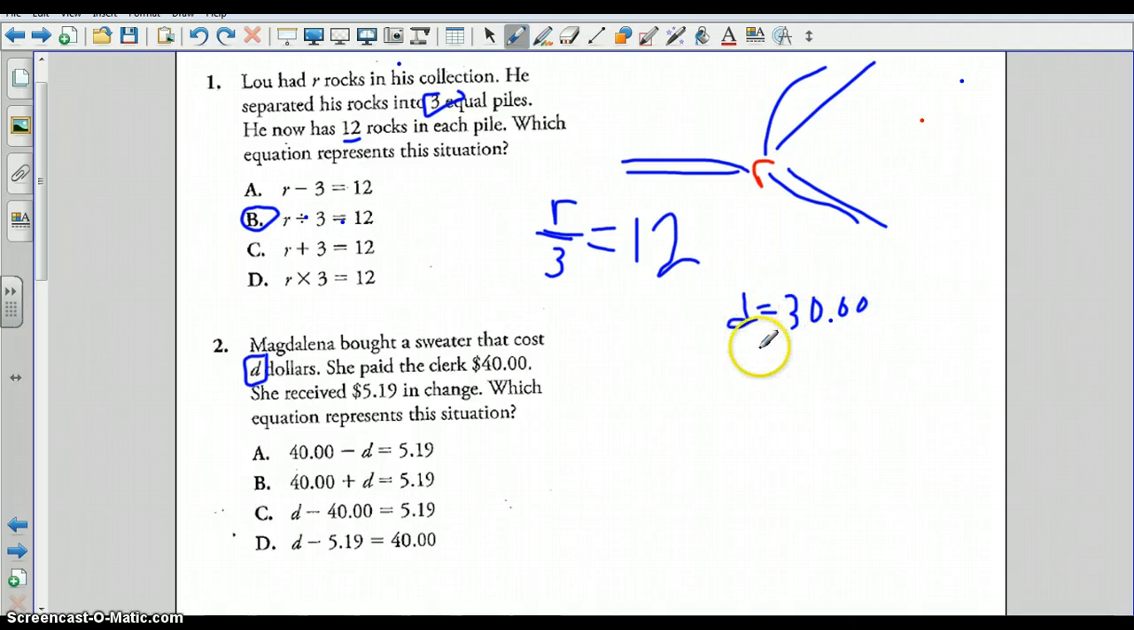So we're just pretending like D is $30. Imagine you go to the store, something costs $30, you give them $40. How much change are you going to get back? $10. I think every one of you could have said that. Well, how did you get it? Did you say 40 minus, plus, divide? You did 40 minus. You said $40 minus this 30, and that gave you the 10.